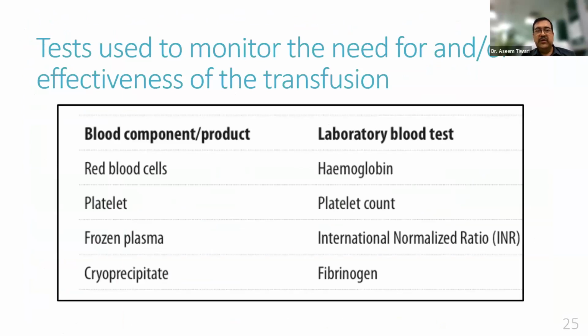And if you need to see the effectiveness, there are most important parameters. RBC is hemoglobin other than the clinical condition. And the platelets, the bleeding and the platelet count, the FFP, the bleeding and INR, and cryoprecipitate fibrinogen. So these are the common laboratory parameters which have to be monitored to see the effectiveness.